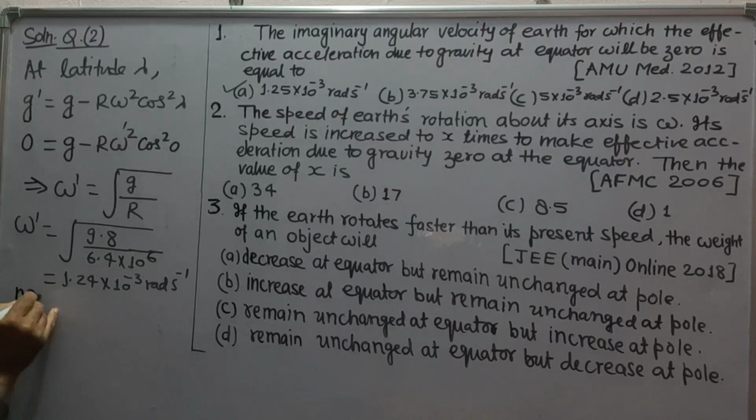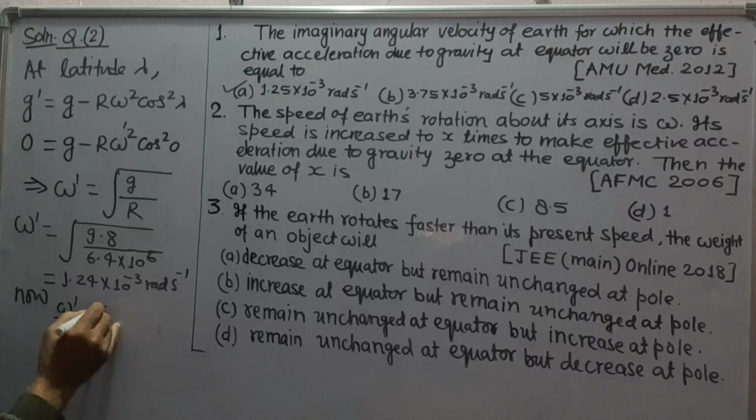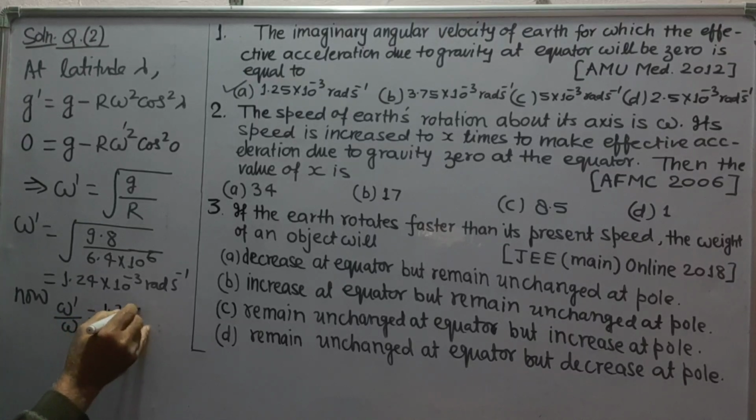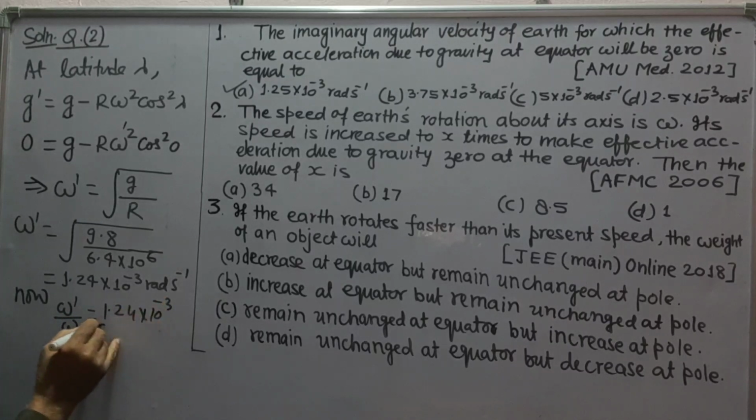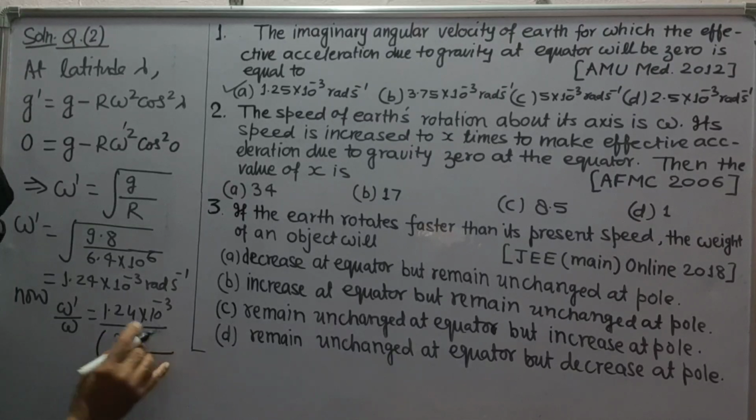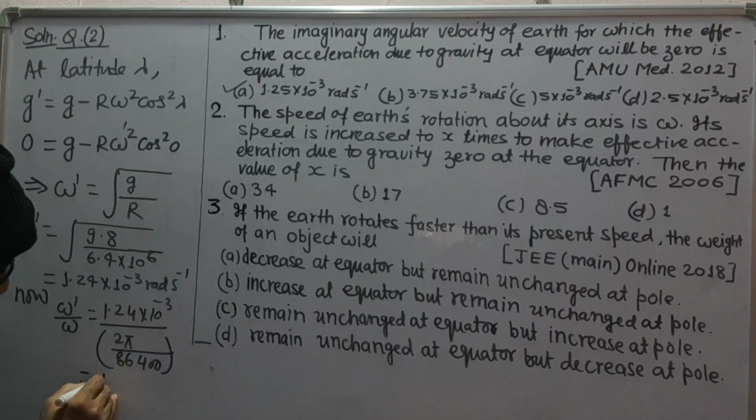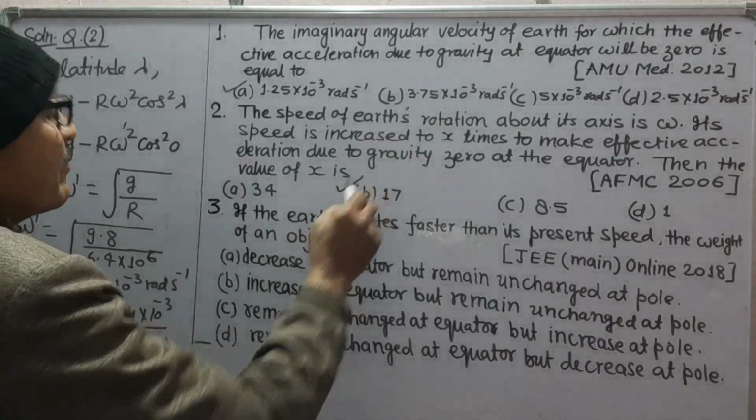Now, omega dash upon omega is 1.24 into 10 to minus 3 upon original omega, which is 2 pi by T, where T is the time period of rotation of earth, which is 86,400 seconds. This gives 17.05, which is nearly 17, hence the correct option will be B.